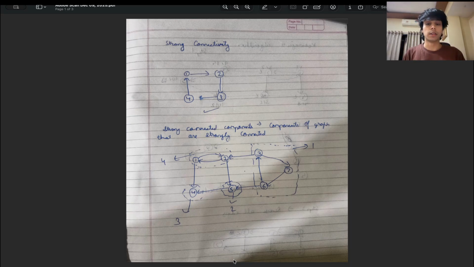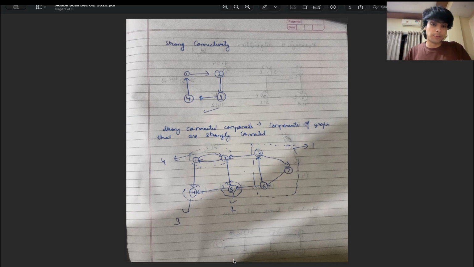What is strong connectivity? In a graph, as I can see here, I have four nodes: one, two, three, four. In a graph, if I can traverse from one node to any other node, we say that there's strong connectivity in the graph. We see in the first diagram, with nodes 1, 2, 3 and 4, I can start from any node and go to any node and come back. So this is called strong connectivity.